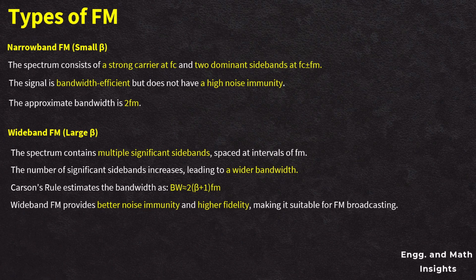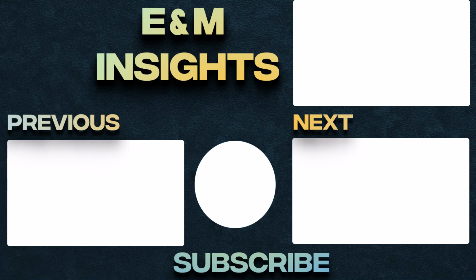Wideband frequency modulation provides better noise resistance and high signal fidelity, making it ideal for high quality applications like FM radio broadcasting. In summary, the spectral characteristics of the frequency modulated signal are directly influenced by the modulation index β. For a small value of β, frequency modulation closely resembles amplitude modulation with a limited number of sidebands, and for a large value of β, the power is spread across many sidebands, resulting in a broad, rich spectrum. This concludes our discussion for this lecture.